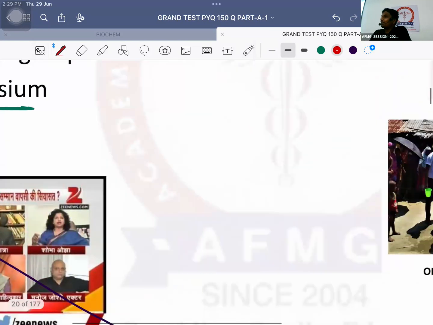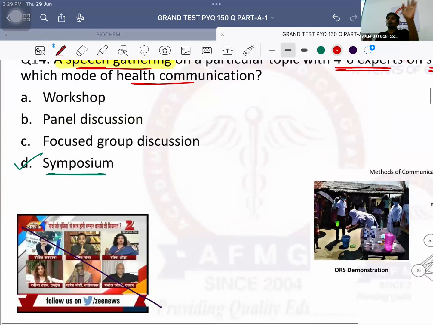There are 4 to 6 experts, but what is the basic difference between symposium and panel discussion? Important: in panel discussion, the experts will have a discussion among themselves on a particular health related topic. But in symposium, they will have a single health related topic, but they will give a speech one by one. Both will happen in front of an audience.